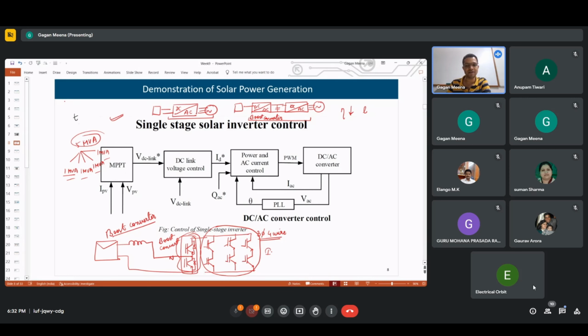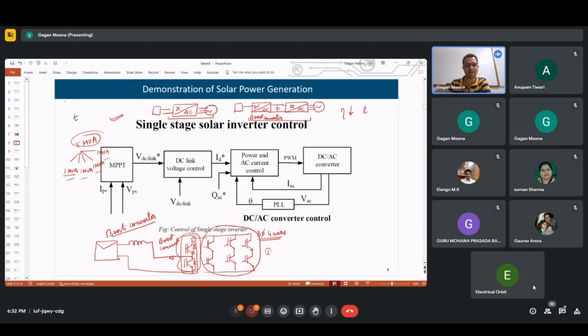Then the last one is hierarchical control of hybrid AC-DC microgrid, and this we have already covered. That is why I have only one or two slides on this, on the different components in a hybrid.